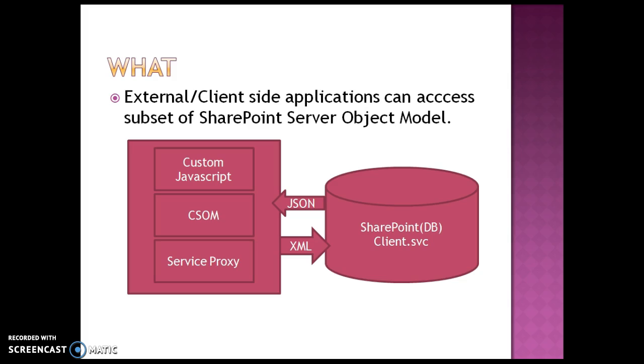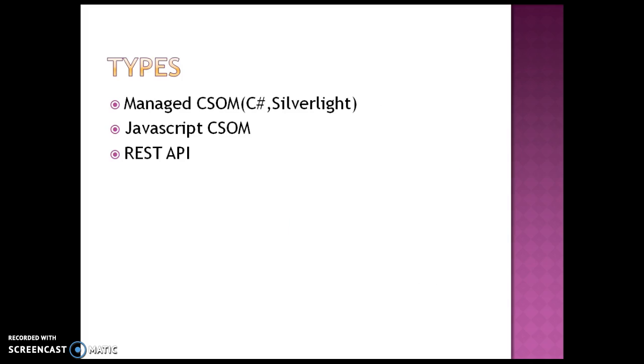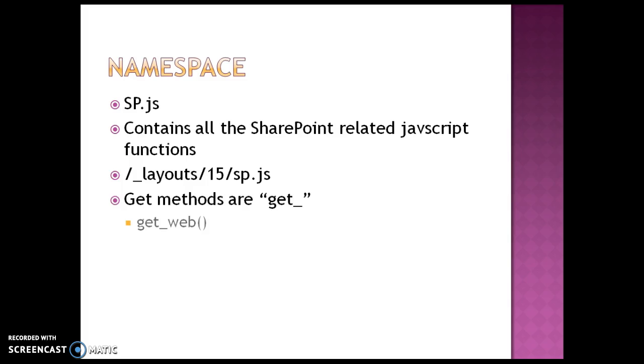What is the client-side object model? What is the architecture behind that? In SharePoint, the code is sent in XML format to the SharePoint server, and the client.svc web service takes care of processing the request and returns the result in the form of JSON. So you can write the code either in C#, called managed C#, or Silverlight applications, or using JavaScript, and you can even use the REST API by just calling the functions from a URL itself.